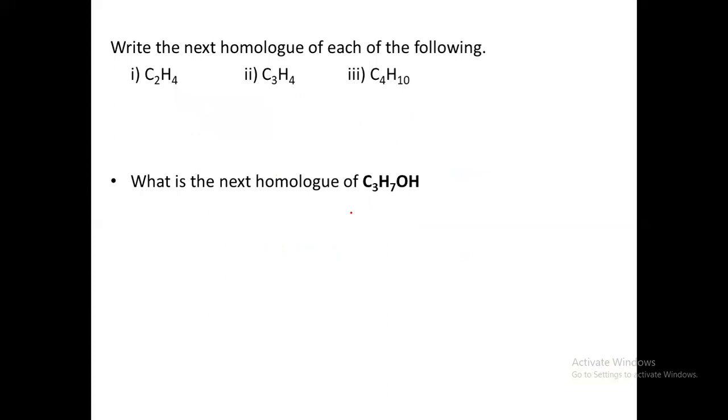So look at this question. What is the next homolog of C3H7OH? You don't need to worry about the formula and all. Just add CH2 to it. So C4H9OH. That's the answer. It's very easy.